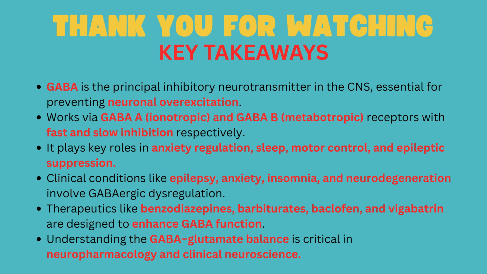Let's summarize what we've learned. GABA is the principal inhibitory neurotransmitter in the brain. Acts via GABA A, fast, and GABA B, slow, receptors. Vital for mood, sleep, movement, and seizure control. Dysfunction leads to major neurological and psychiatric disorders. Medications target the GABA system to treat anxiety, epilepsy, insomnia, and more.